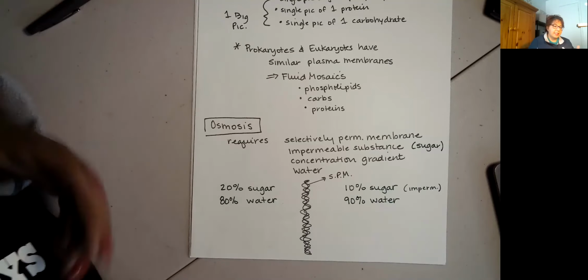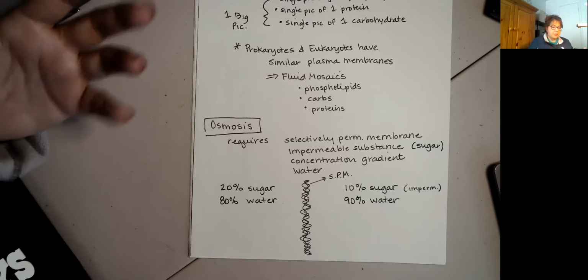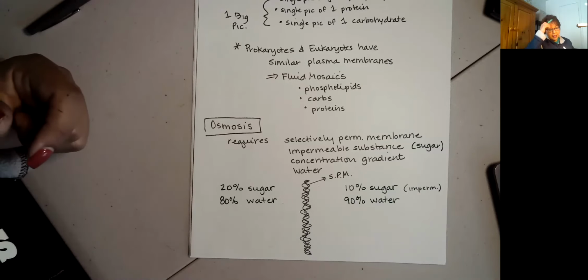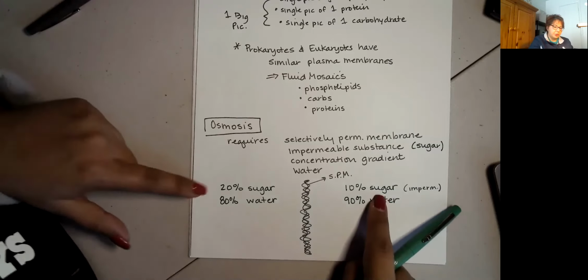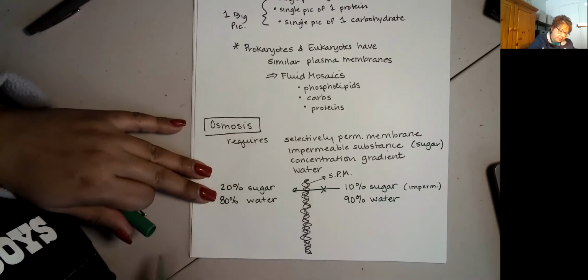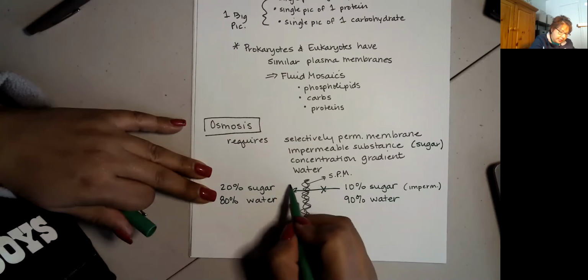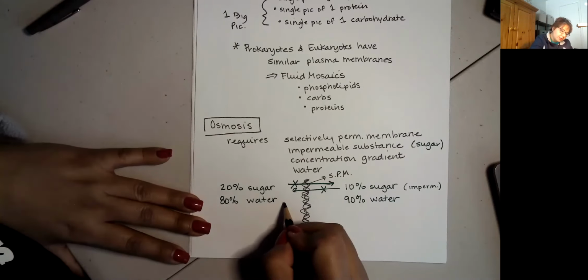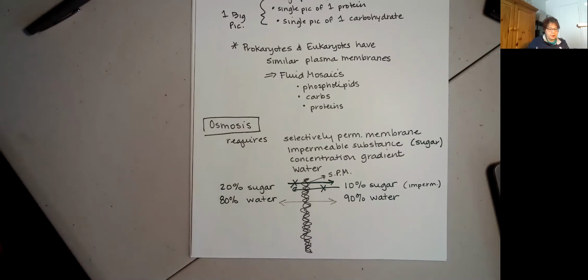Now, things like to be equal on both sides of a membrane. In other words, the law of diffusion says things like to spread out. But because I have a membrane here, the sugar cannot spread out. In other words, the sugar can't cross. It can't cross this way and it can't cross that way. But the water can cross no problem. It can go back and forth. What ends up happening is that the water is going to try and dilute the sugar. In other words, water always goes from high to low.